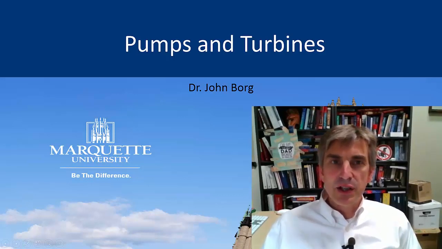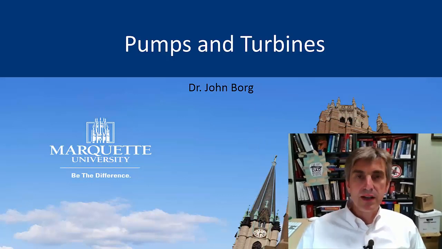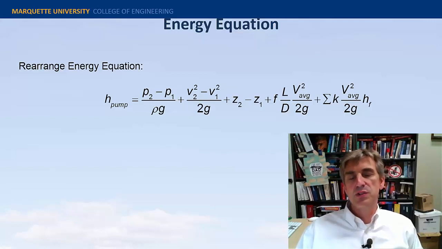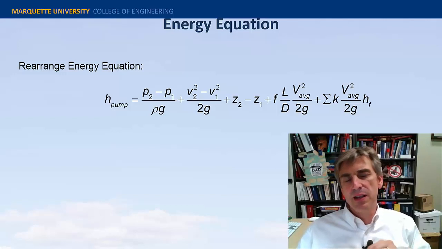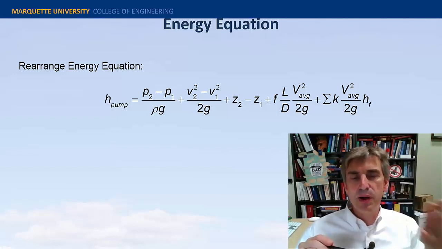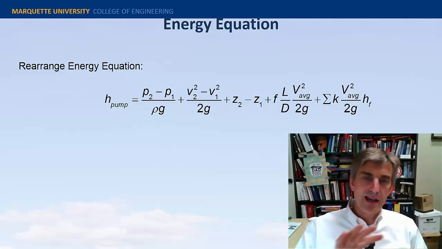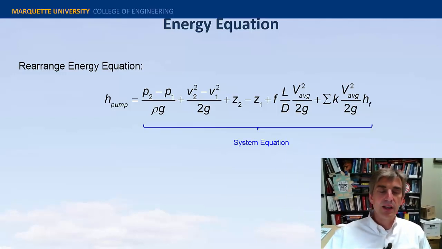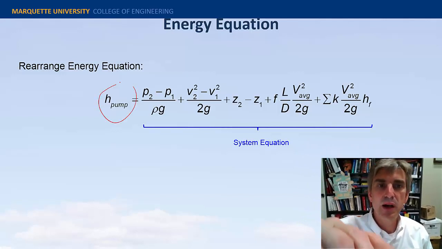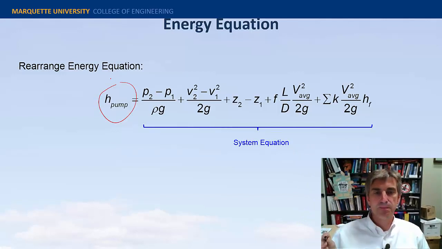Hi, this is a lecture on pumps and turbines, and it's kind of a follow-on to the energy equation lectures we've just been through. So here's the energy equation, and I've basically rearranged it so that the pump head is on the left-hand side and everything else is on the right-hand side. I've also gotten rid of the turbine head, but really we could think of this as either the pump head or the turbine head. So let's call everything else on the right-hand side of this equation the system.